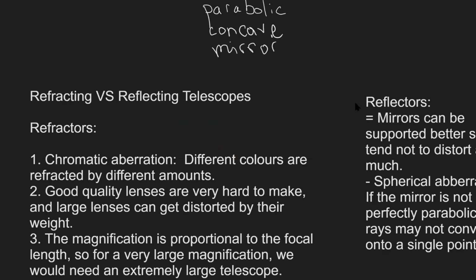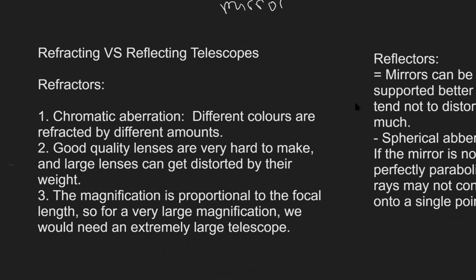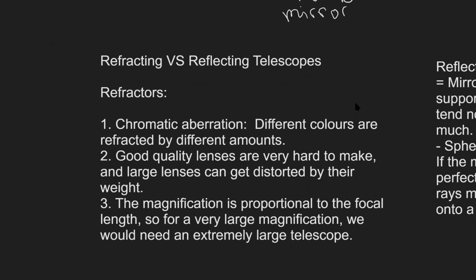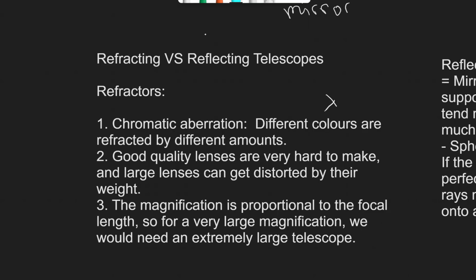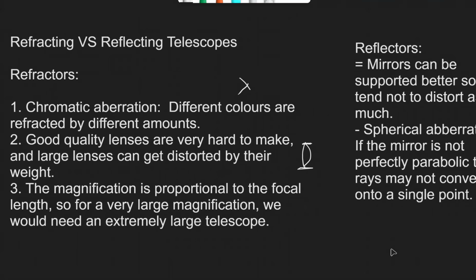Let's compare refracting and reflecting telescopes. So in terms of the refractors, they first of all suffer from something known as chromatic aberration. The idea here is that different colors or different wavelengths, you can think of the colors simply as the wavelengths, are refracted by different amounts. Additionally, good quality lenses are very hard to make, and they actually can get distorted by their weight. You can tend to only support a lens around its edges, so by the sheer nature of the weight of this glass, they can get distorted. Additionally, the magnification is actually proportional to the focal length, so if you're going to need a very large magnification, we're going to need a very, very large telescope. Remember, the magnification is actually equal to fo, one of the focal lengths, divided by the other one.